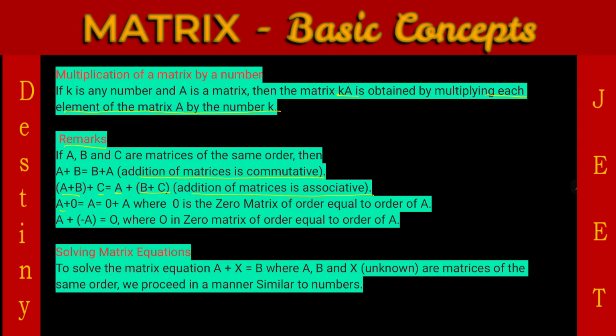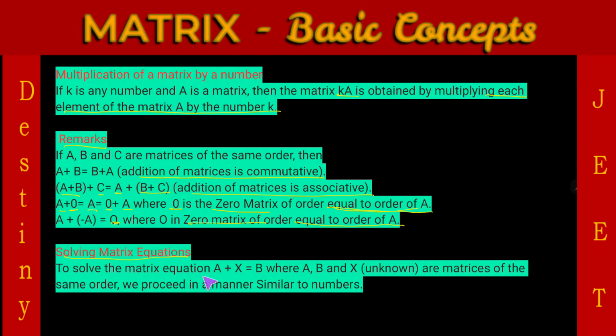A plus 0 means 0, your null matrix, is equal to A, is equal to 0 plus A matrix, where 0 is the 0 matrix of the order of A. A plus (minus A) is equal to the 0 matrix, where the 0 matrix will be of the order of A. Now, solving matrix equations.